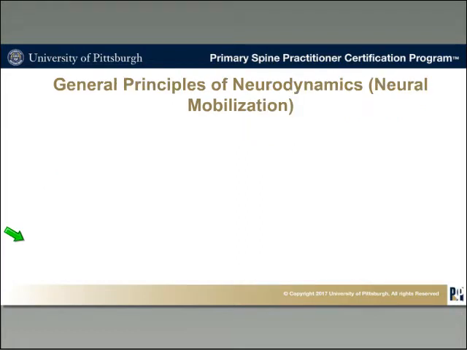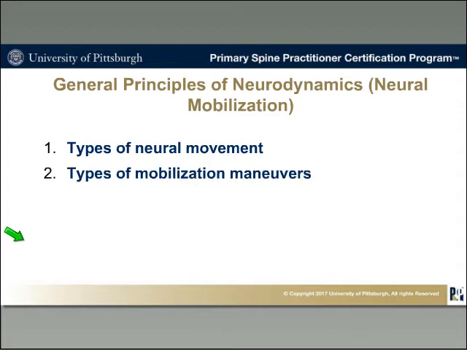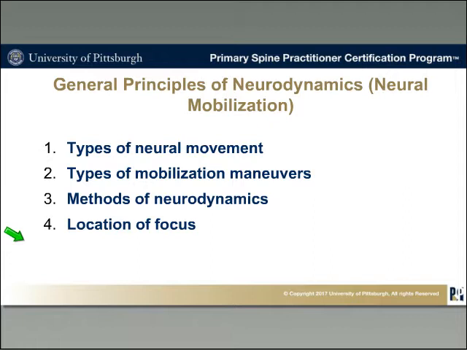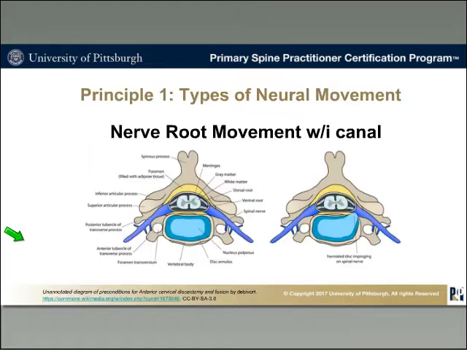So now, there are several general principles of neurodynamics that if we can understand each of these principles, then we will understand the big picture, the overall picture of neurodynamics. So it's very important to understand each of these types of principles. Number one, the types of neural movements. Number two, the types of maneuvers that we apply when we're applying neural mobilization. Number three, the methods by which we apply neurodynamics. Number four, the location of the focus of our movement maneuvers. And number five, the nerve root complex that is involved in the neurodynamic process. So what we're going to do now is look at each of these principles individually so we can understand exactly what each of these principles are and how they apply to neurodynamics.